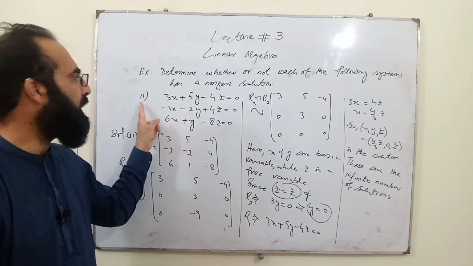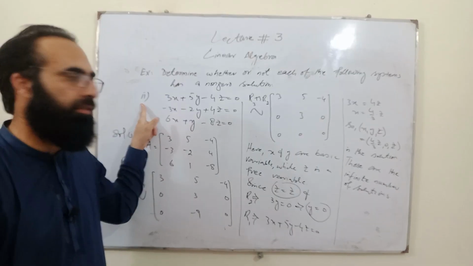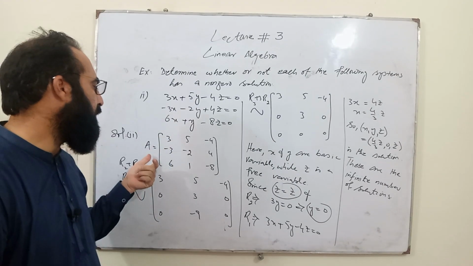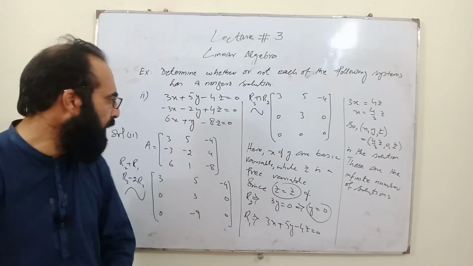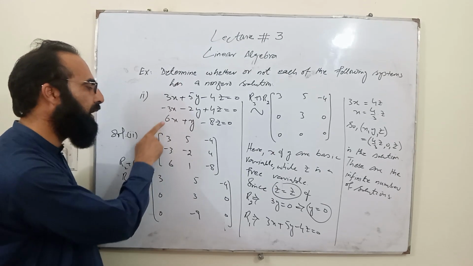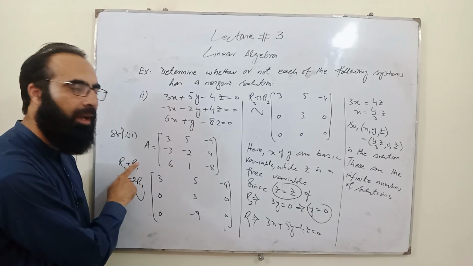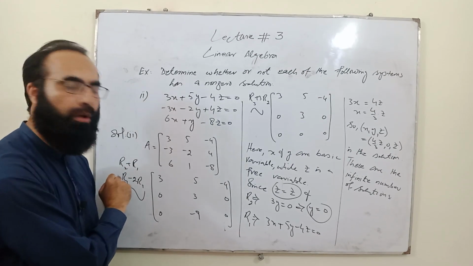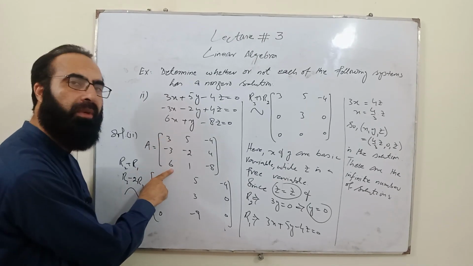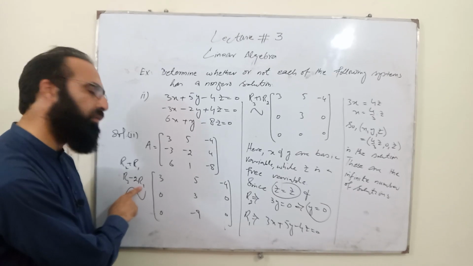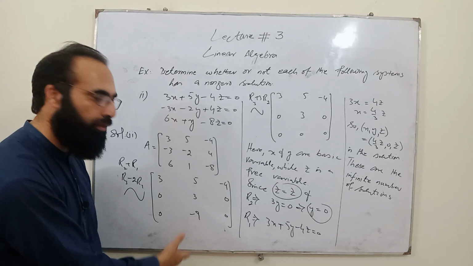Now this one is the second system of homogeneous equations. Its corresponding coefficient matrix is this one. Similarly, we have to transform this matrix into echelon form. To make this entry 0, we have to add R1 and R2. So R2 plus R1 is our desired first operation. To make this one 0, we have to subtract 2 times R1 from R3. So R3 minus 2 R1 is our second desired operation. Just perform these operations, you will get this matrix.